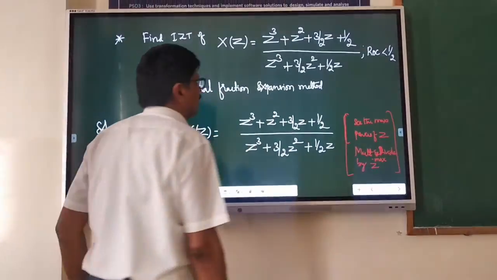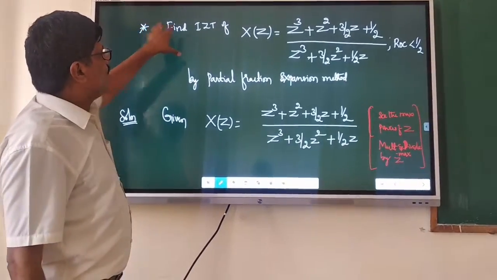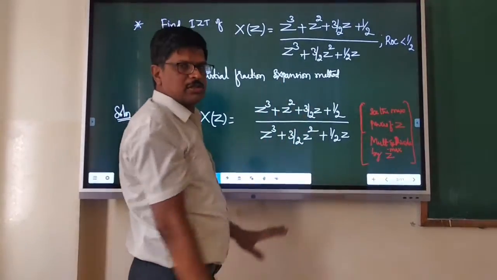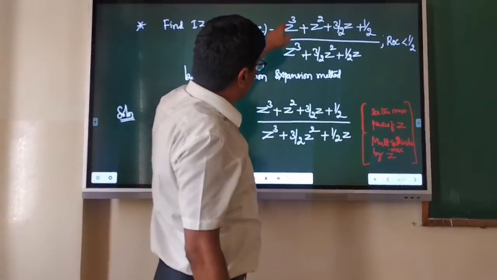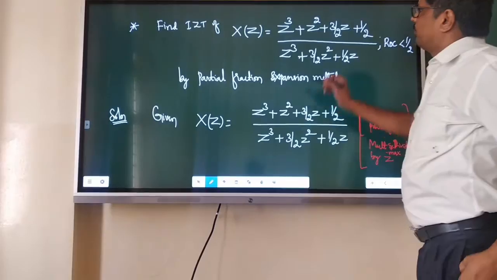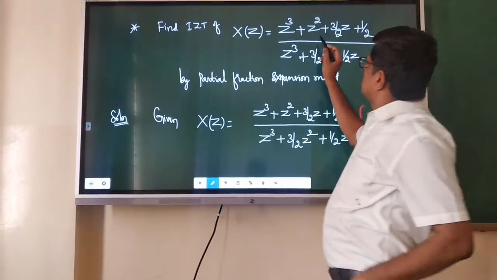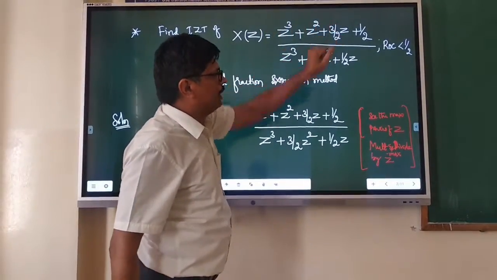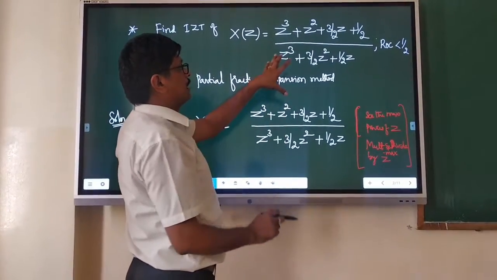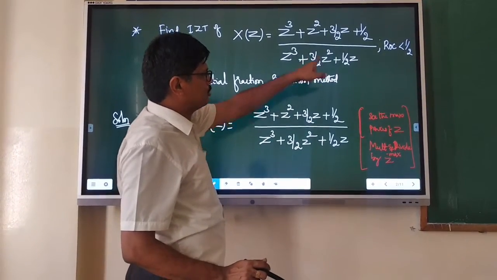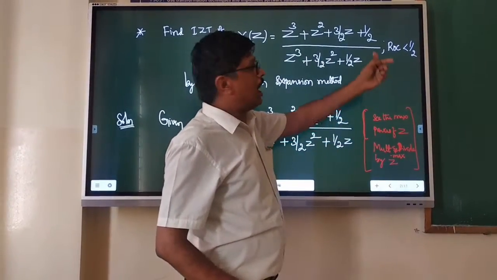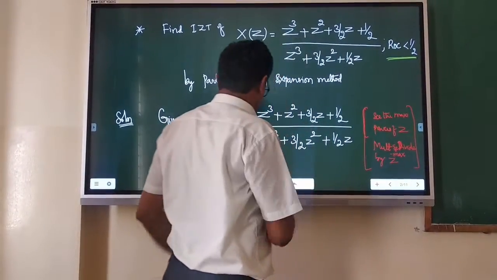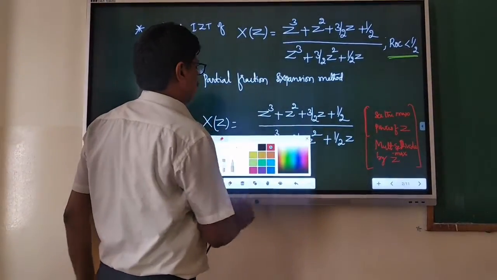Now let me write one such problem. Find the inverse Z transform of X of Z, which is the ratio of numerator z cubed plus z squared plus 3 by 2 z plus 1 by 2, and denominator z cubed plus 3 by 2 z squared plus 1 by 2 z, with ROC mod z less than 1 by 2. This is the problem given.